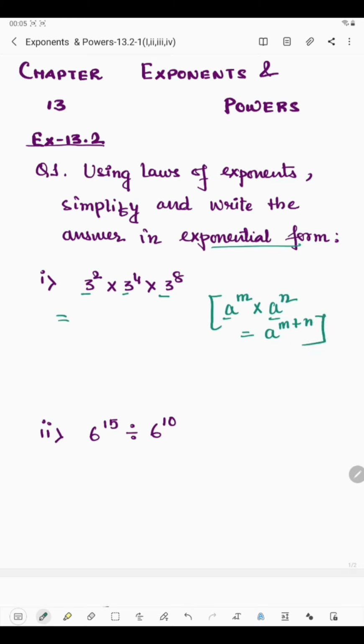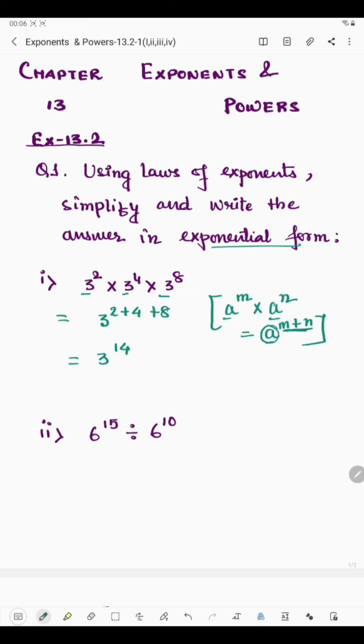So here we have same bases, so we'll write the base at first. So we'll write 3 and then powers will be added. So 2 plus 4 plus 8. How much? 2 plus 4 is 6, 6 plus 8 is 14. So it will be 3 raised to the power 14.